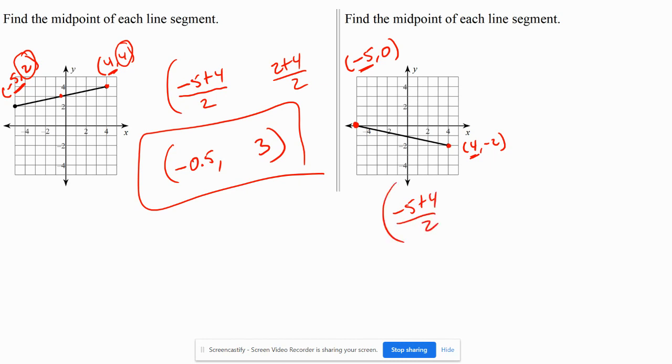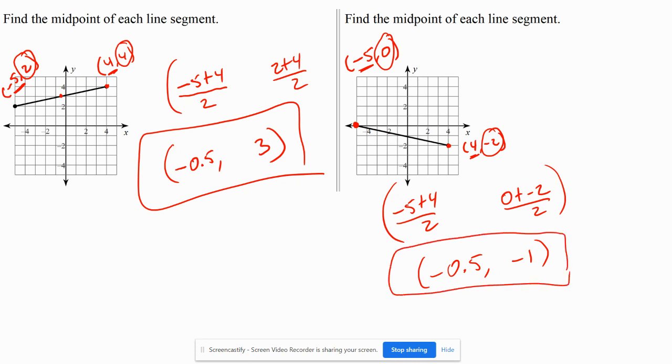It's going to give me the x value. -5 plus 4 divided by 2, that is -0.5. Looks like the previous one by coincidence. Let's take a look at the y value now. I'm going to add the y values: 0 plus a -2, and my result divided by 2. That gives me -1. When you type in your work, don't forget to type in the space after the comma.